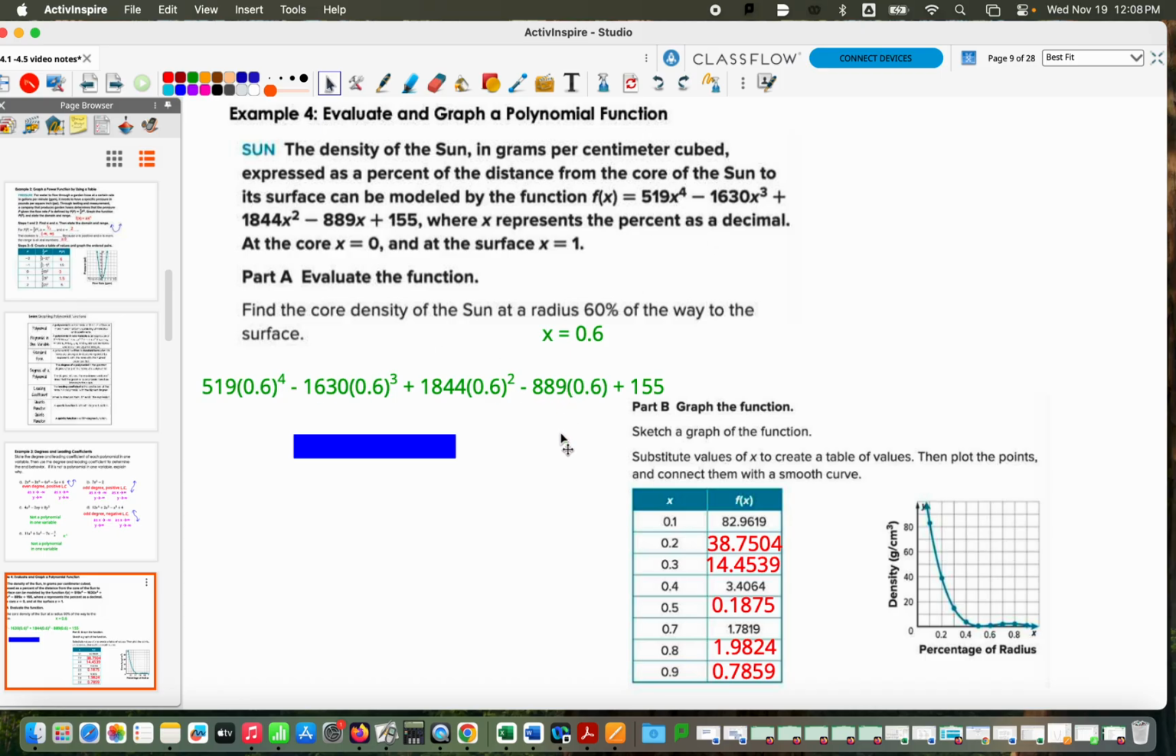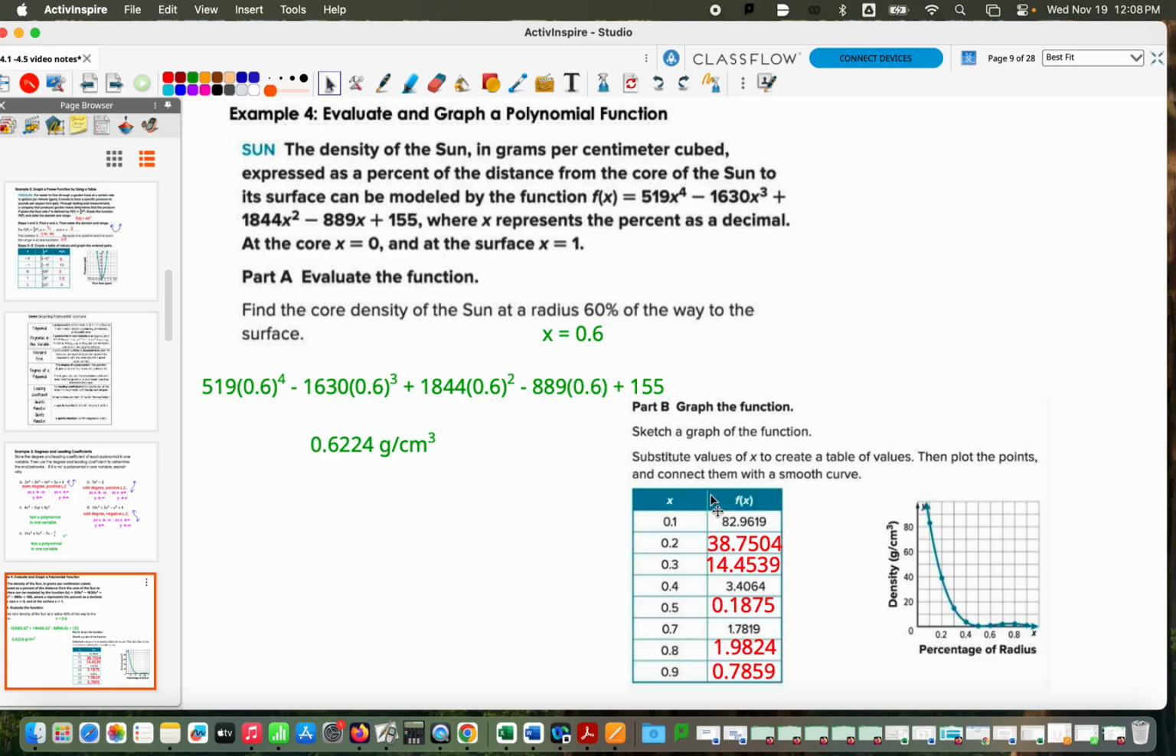Definitely would probably wanna use a calculator here or Desmos. You could type all of that in at once. Just watch your decimal places, watch your powers that you're typing in there. You should end up with 0.6224, in this case, grams per cubic centimeter. As far as graphing it, well, there's no trick to this.